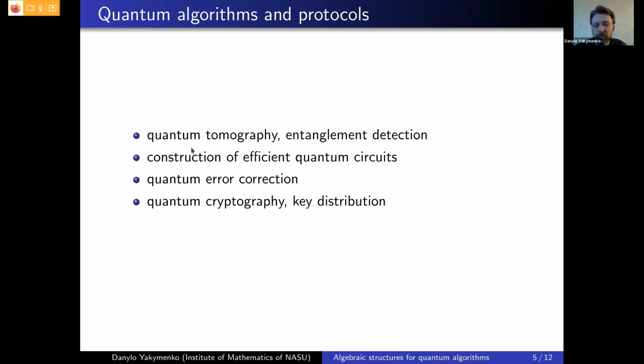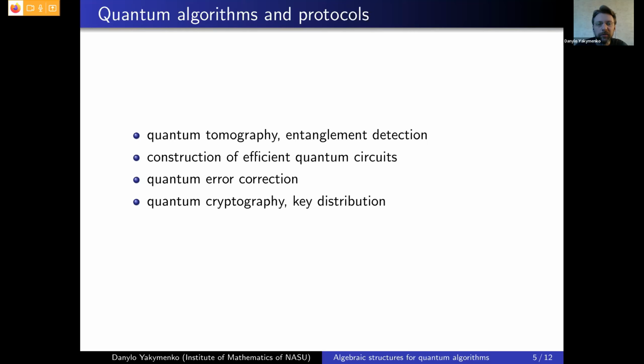In quantum tomography, we have a state, and we can know some properties of this state, but we don't know exactly what the state is, and we need to construct a protocol of tomography, how to measure the unknown state in the most efficient way to find the answer about it.